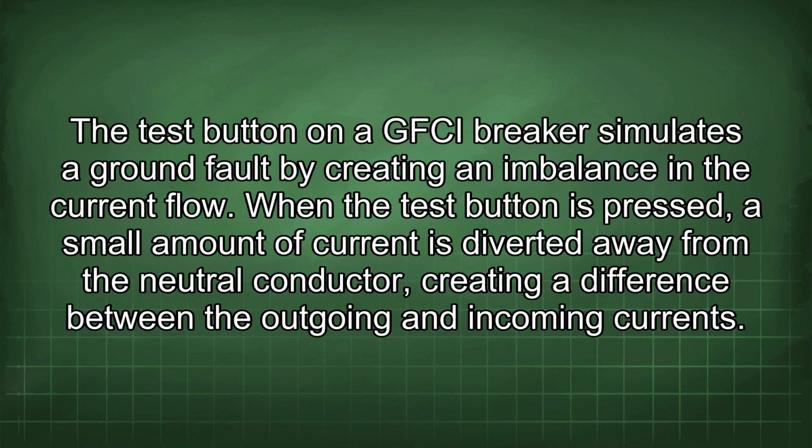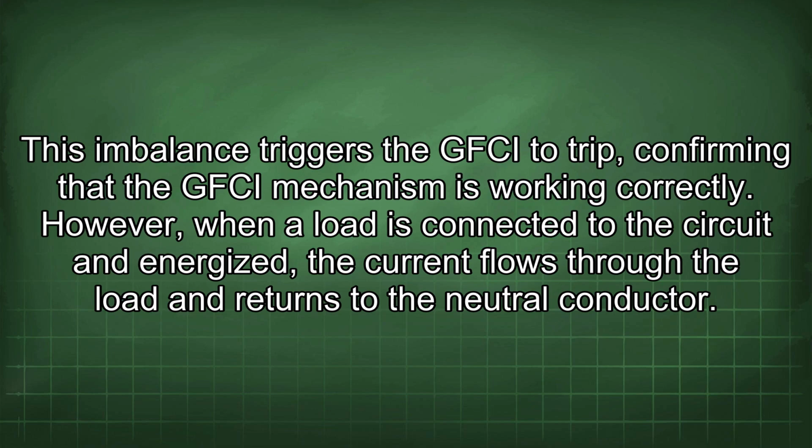The test button on a GFCI breaker simulates a ground fault by creating an imbalance in the current flow. When the test button is pressed, a small amount of current is diverted away from the neutral conductor, creating a difference between the outgoing and incoming currents. This imbalance triggers the GFCI to trip, confirming that the GFCI mechanism is working correctly.